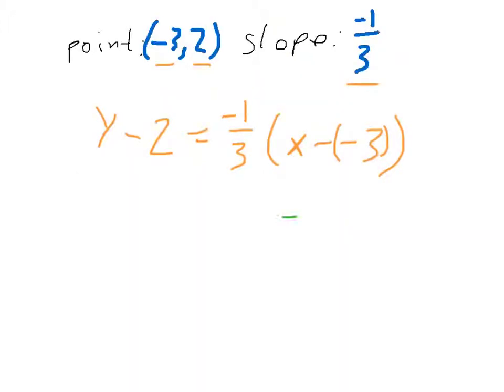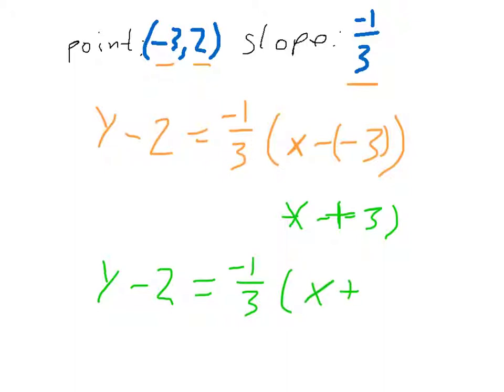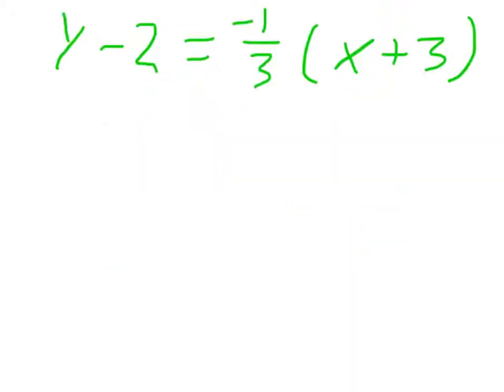Now, x minus -3 is the same as x plus 3. So our equation is actually going to be y minus 2 equals -1/3 times (x plus 3). Okay. Alright, so we now have to convert this to clean standard form. So clean standard form is equal to ax plus by equals c. Now, x has to be positive, and there can be no fractions in the entire equation. So, let's start.